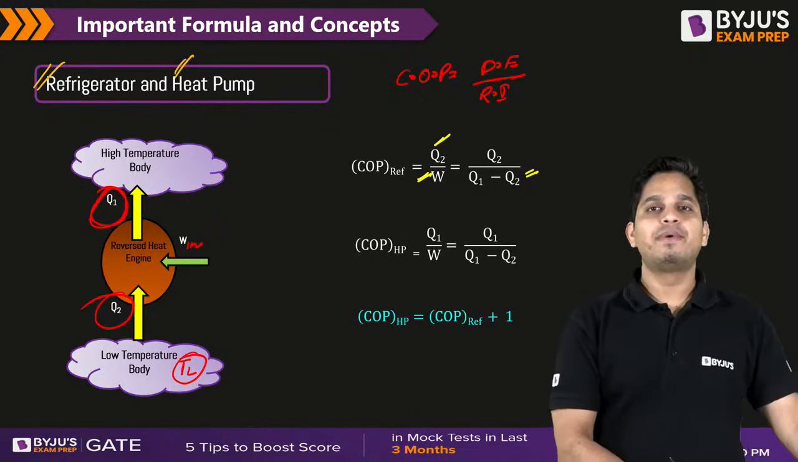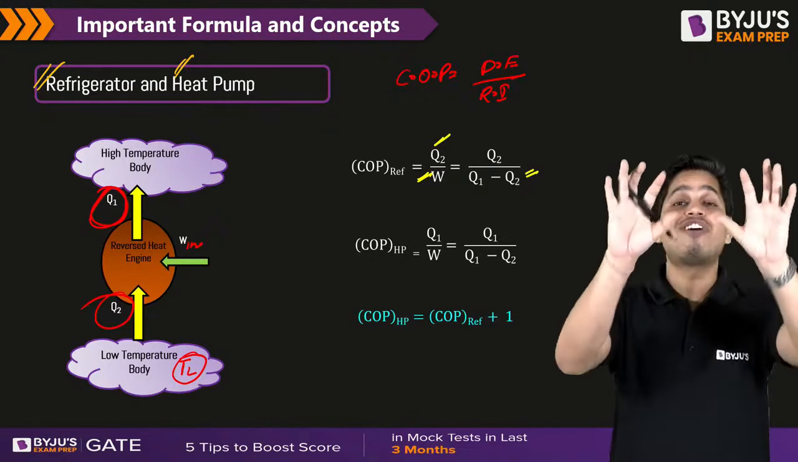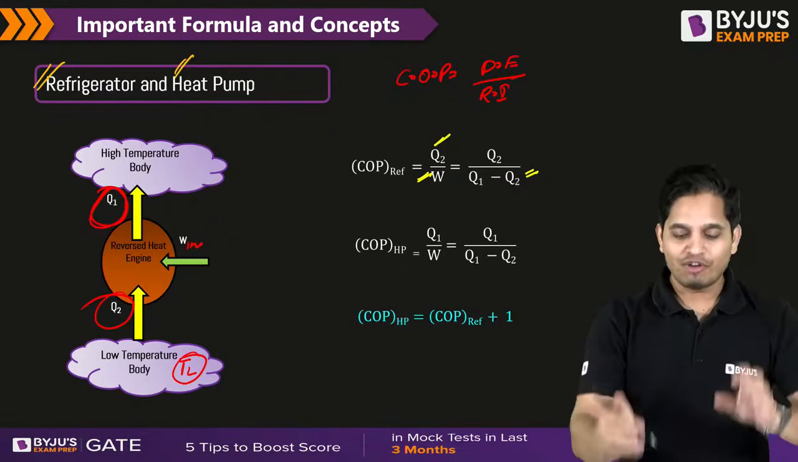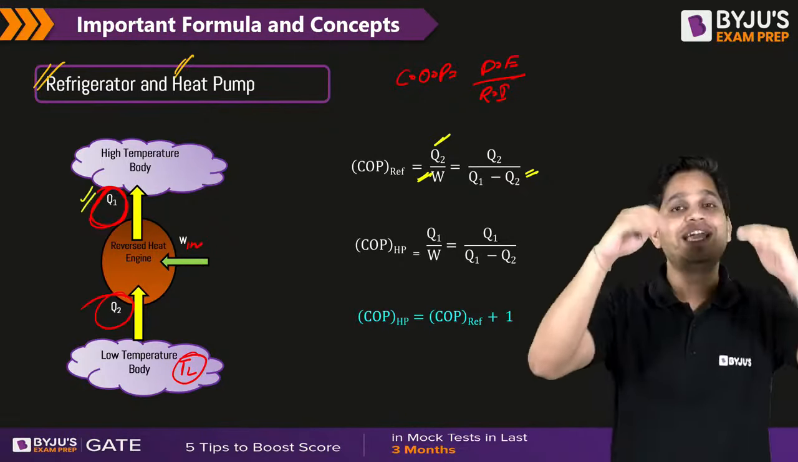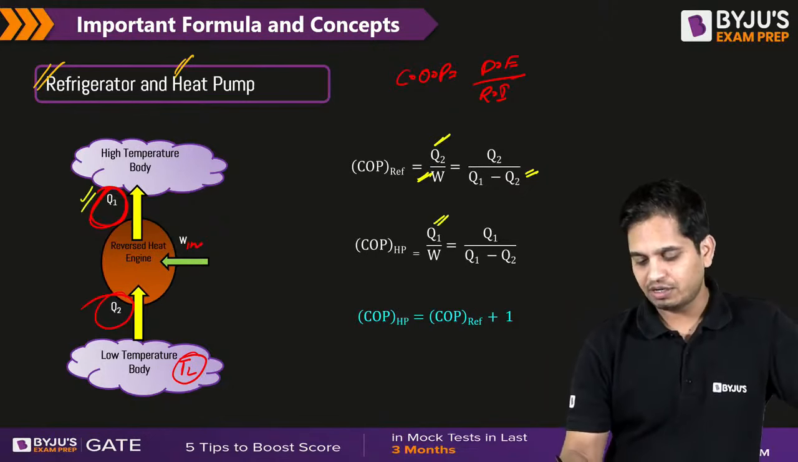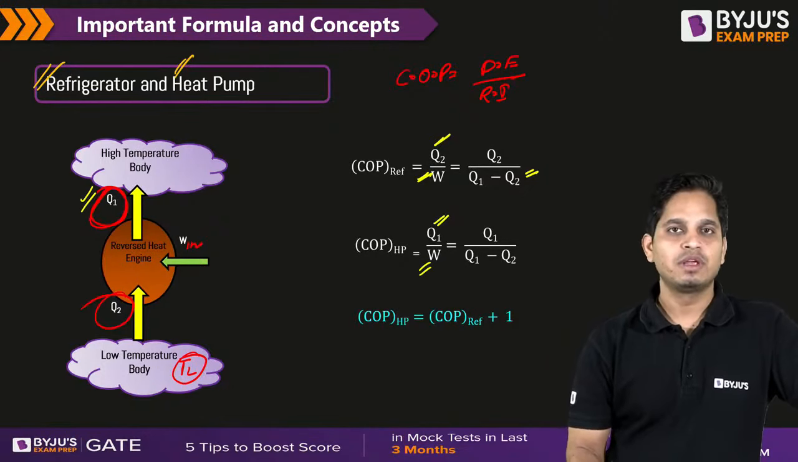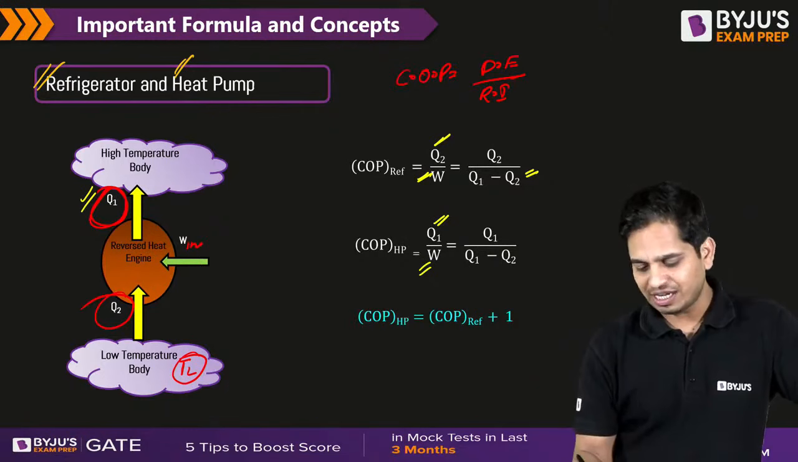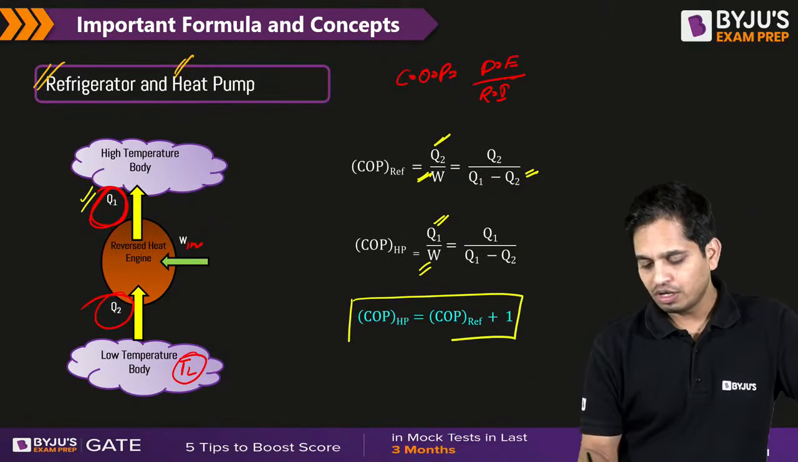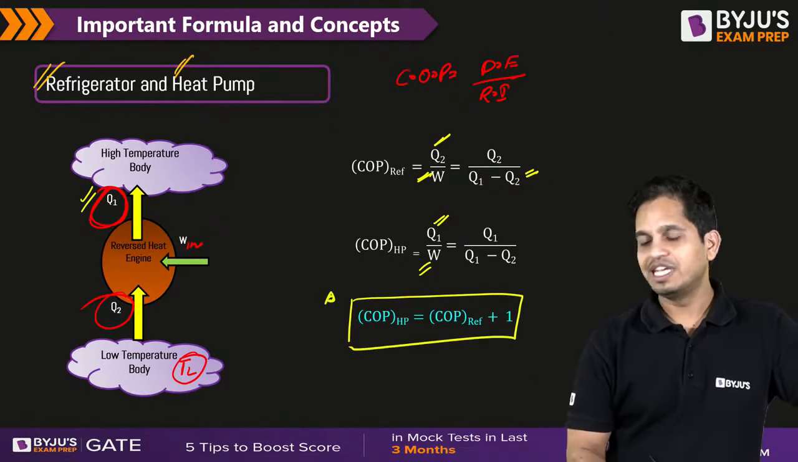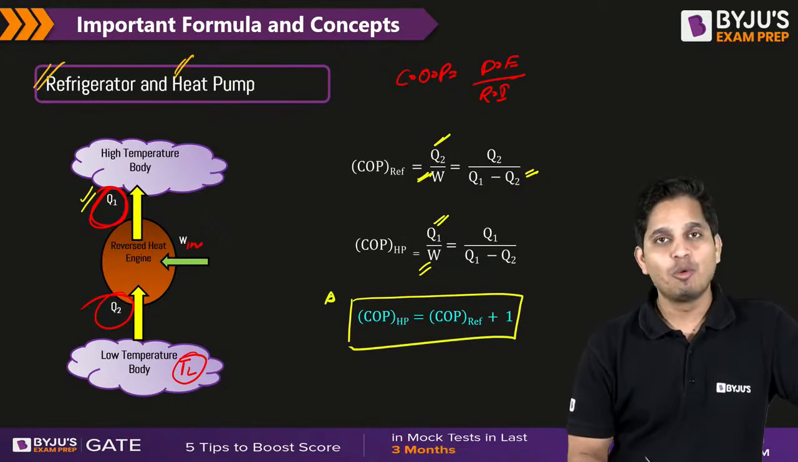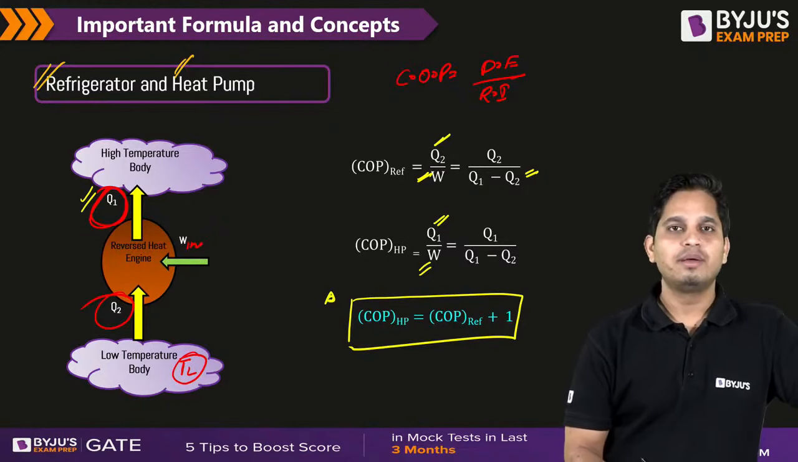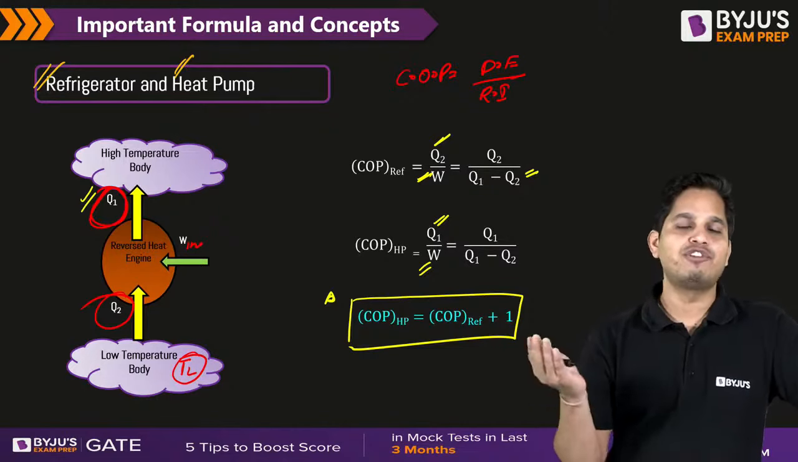For the heat pump, your purpose is to provide heat, to maintain a high temperature. So this is your desired effect upon work and you will get this. If you do a little bit of modification, you will also get this. This is the relationship between COP of heat pump and refrigerator.